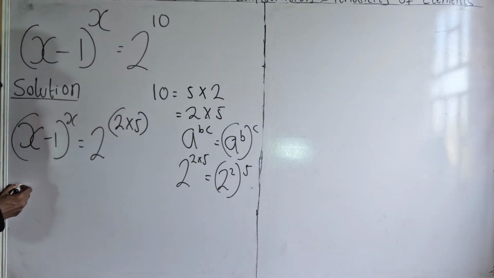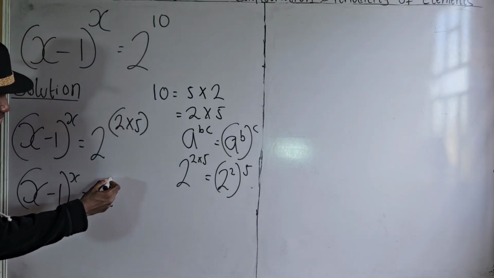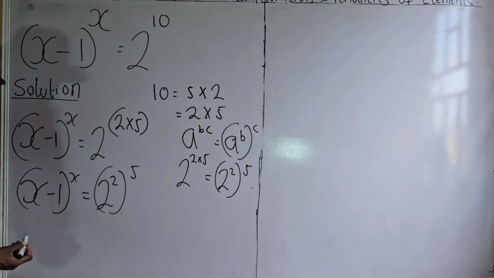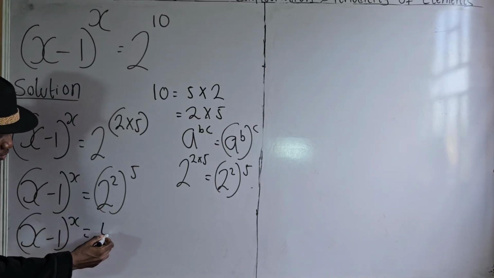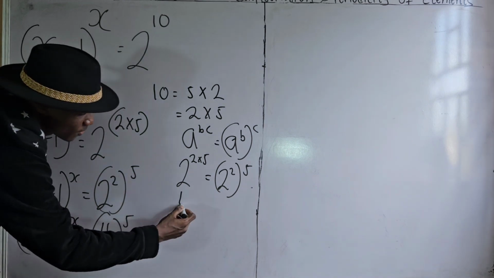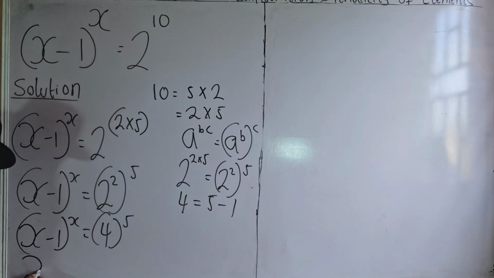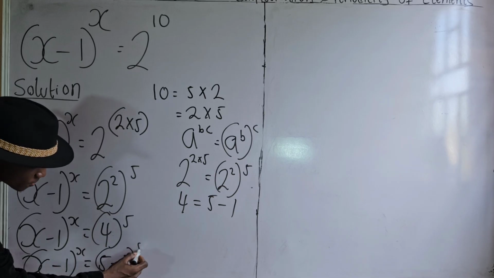So I'm going to have (x minus 1) raised to the power of x equals 2 raised to the power of 2, raised to the power of 5. 2 raised to the power of 2 is 4. So I'm going to have (x minus 1) raised to the power of x equals 4 raised to the power of 5. Recall that 4 can be written as 5 minus 1. So I'm going to have (x minus 1) raised to the power of x equals (5 minus 1) raised to the power of 5.